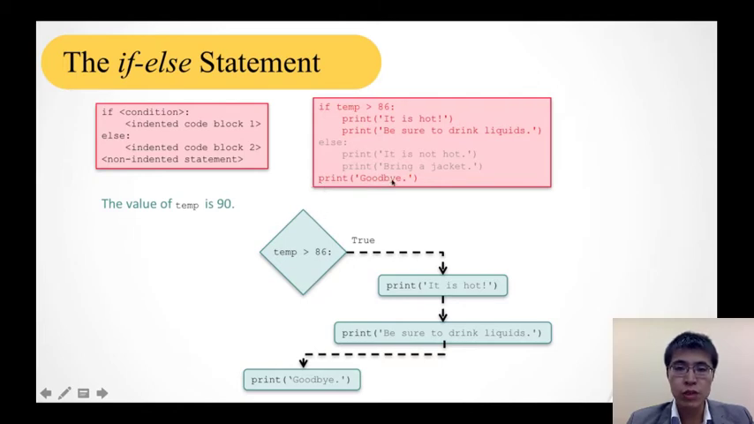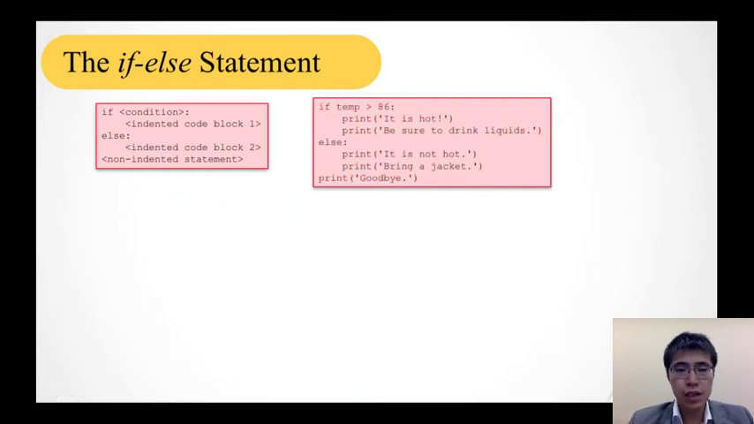So as we saw before, at the end we will see three prints on our screen. It is hot, be sure you drink liquids, and goodbye. So that is for the high temperature. What if the temperature is low?